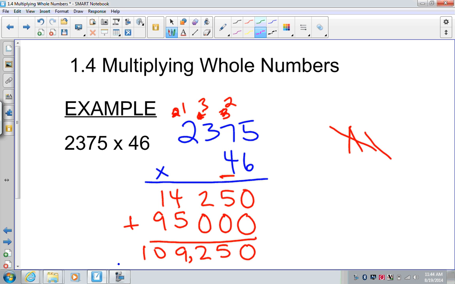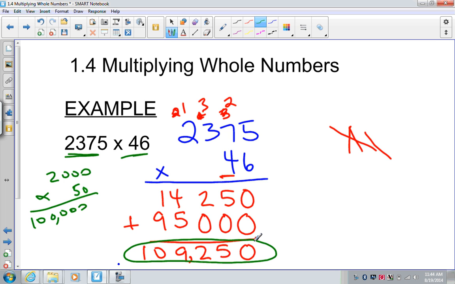Now if we look at the reasonableness of this answer, does it make sense that that could be correct? If I round 2,375 to 2,000, and I multiply that to, let's say we round 46 to 50, 2,000 times 50 ends up being 100,000. Okay, and 109,250 is very close to that. So I would say our answer is very reasonable. So 109,250 is correct.